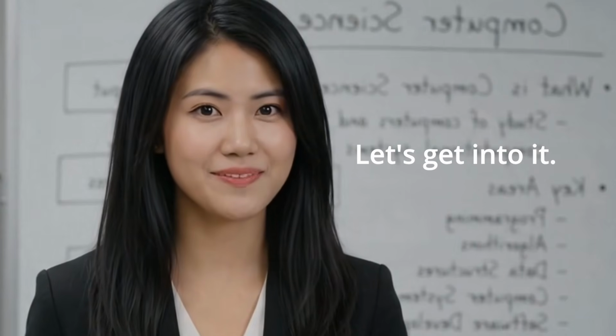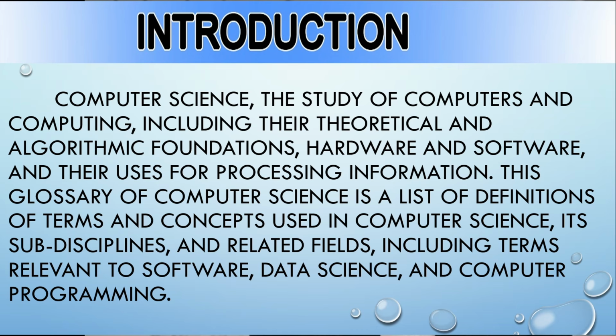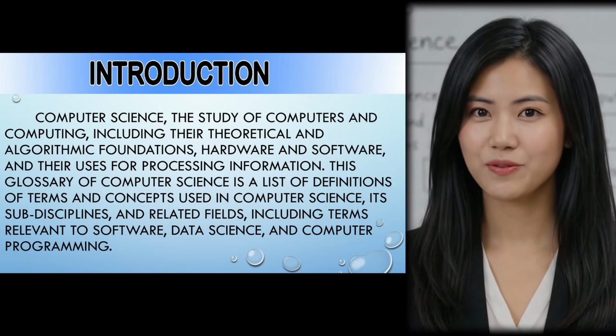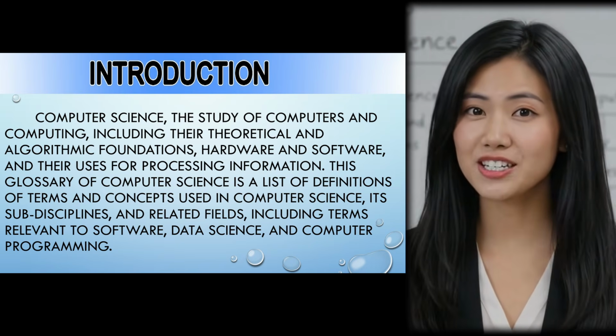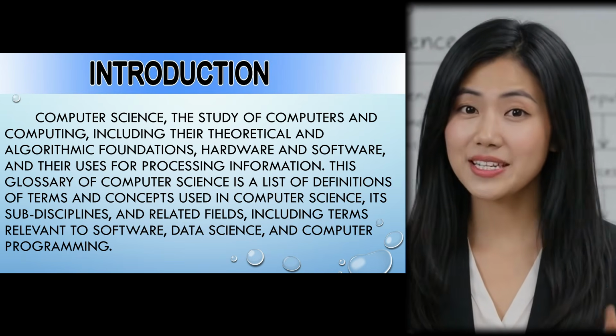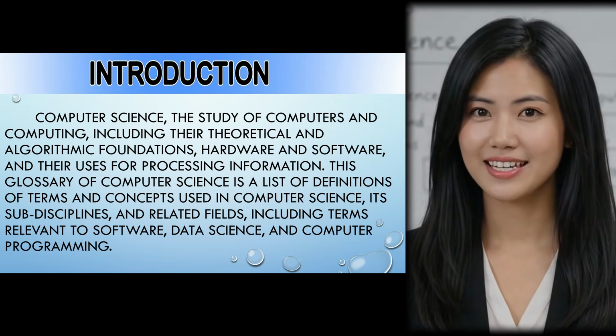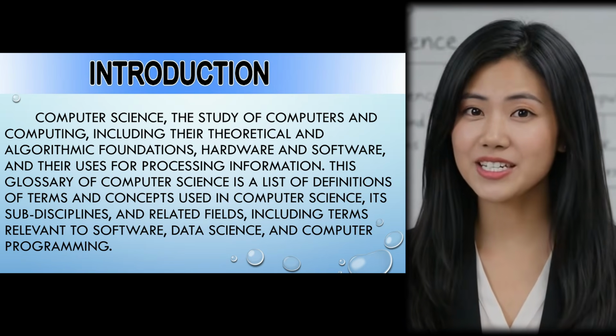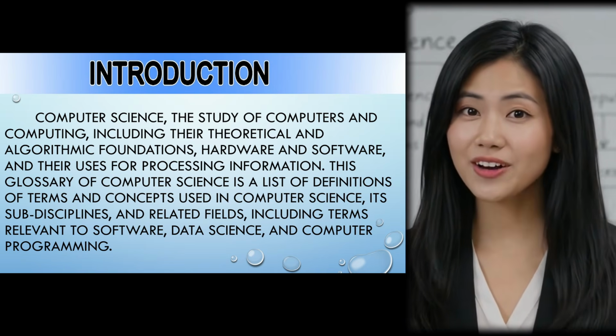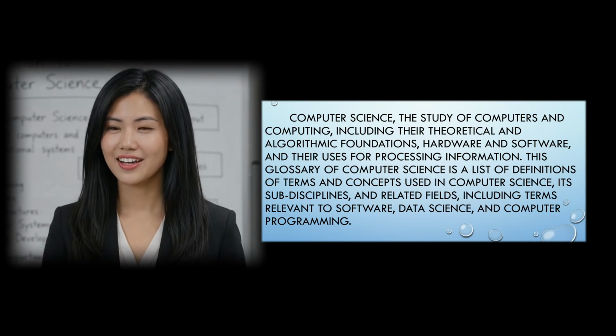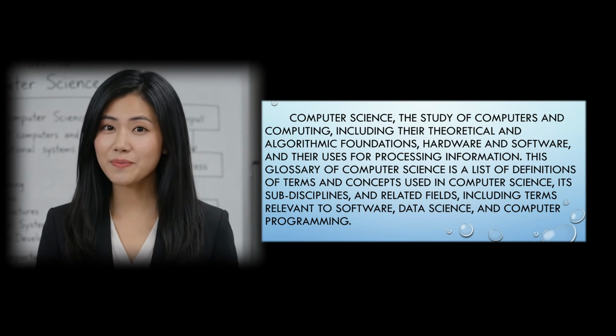Let's get into it. So let's start with a working definition. Computer science is the study of computers and computing, but that's just the surface. It includes the theoretical and algorithmic foundations behind computing, the hardware and software that make it run, and how all of that gets used to process information. Notice that word theoretical in there. That's important because a huge part of computer science has nothing to do with touching a keyboard at all. It's math. It's logic. It's problem solving on paper before a single line of code gets written.